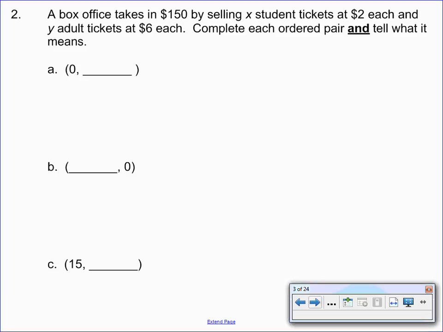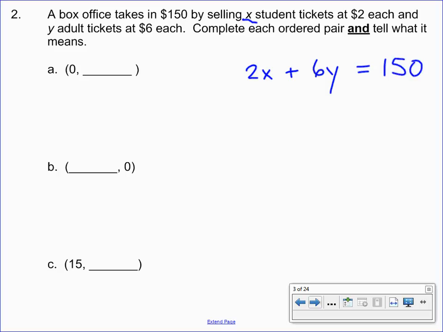We're going to get that $150 by selling student tickets. That's one contributor. And by selling adult tickets. That's the other contributor. Together, they contribute towards some predetermined whole. For every x student ticket we sell, that's going to contribute $2 towards my revenue. So we could say 2x, when combined with, how much does each y adult ticket contribute towards my total revenue? Cody? $6, thank you. So 2x plus 6y together is going to equal the revenue we brought in, and that was $150.